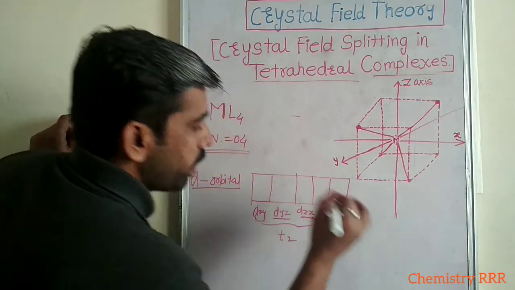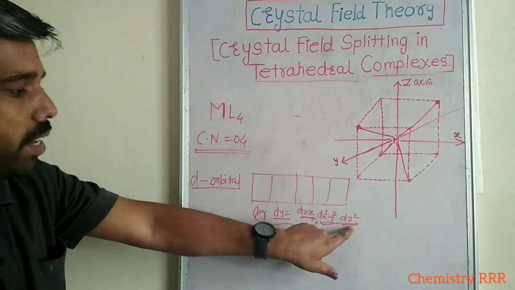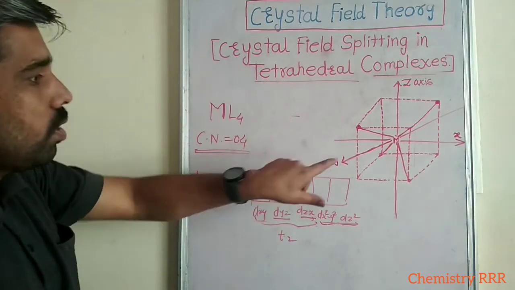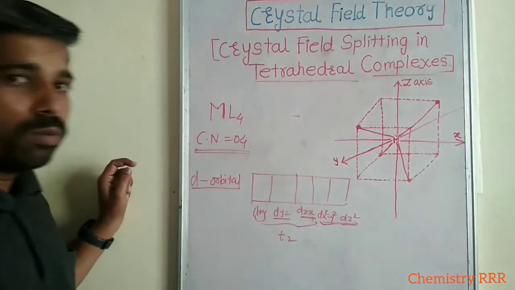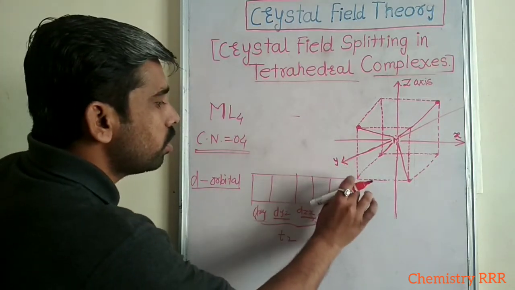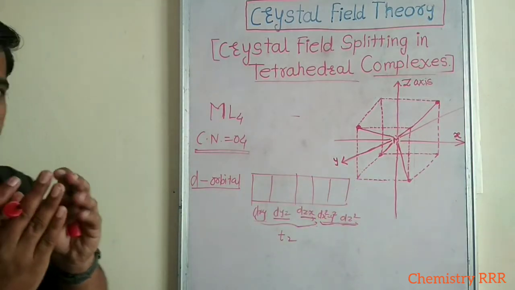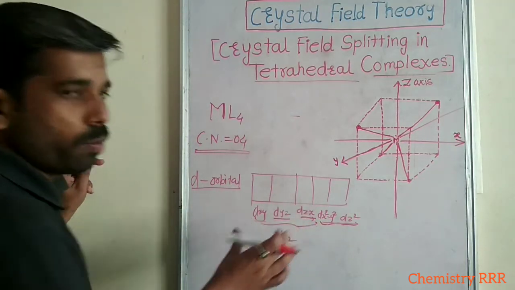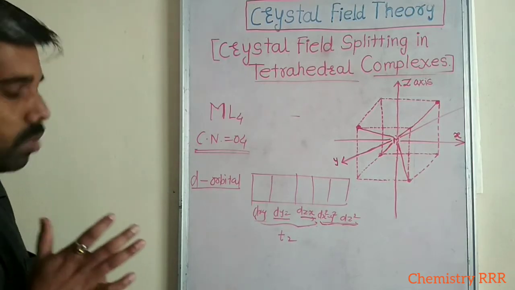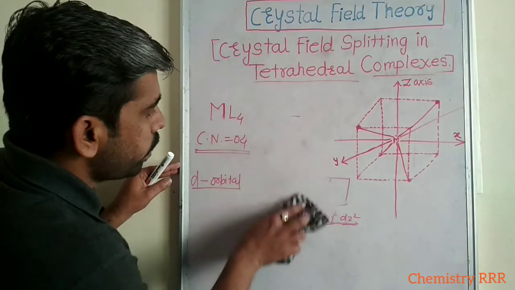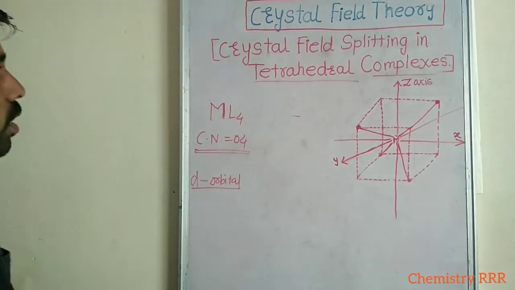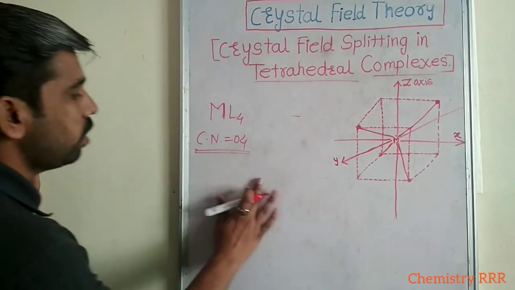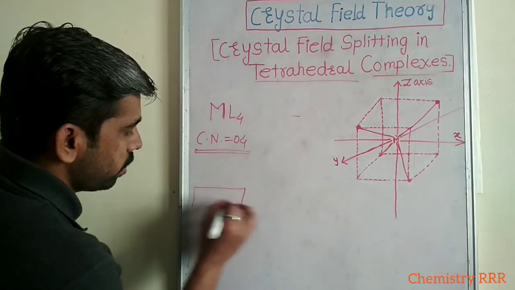But these 2 orbitals, that is dx minus y square and dz square, are present along the axis. So there is less influence, or less energy, on these 2 orbitals as compared to these 3 orbitals. Okay, so the splitting of the d orbitals, or simply the crystal field splitting of the d orbitals in the case of the tetrahedral complex, is like this.